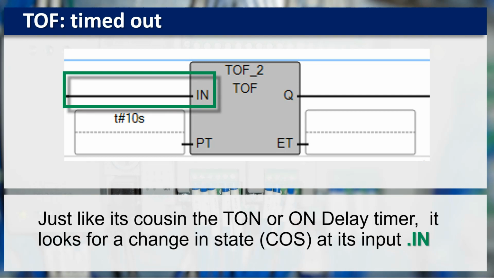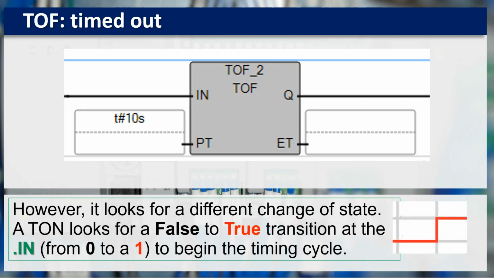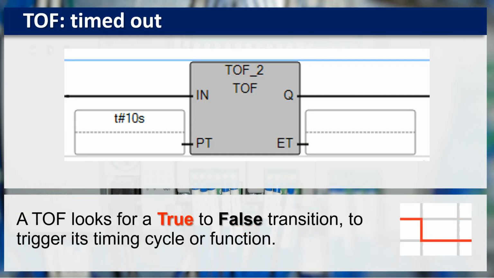Just like its cousin, the TON or on-delay timer, it looks for a change in state, otherwise known as COS, at its input, the .in. However, it looks for a different change of state. A TON looks for a false to true transition at the .in, from 0 to a 1. That's when it begins its timing cycle. A TOF looks for a true to false transition to trigger its timing cycle or function.